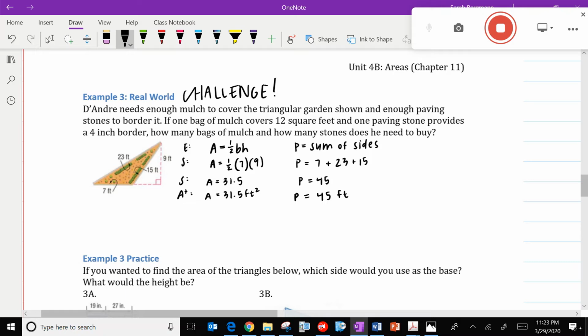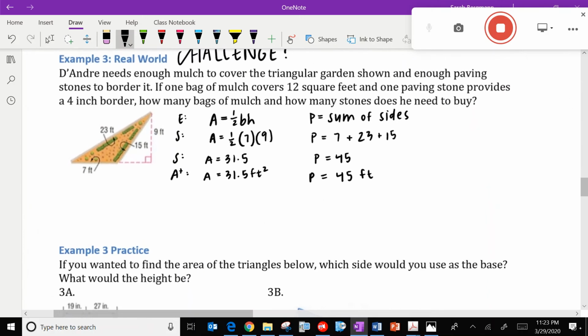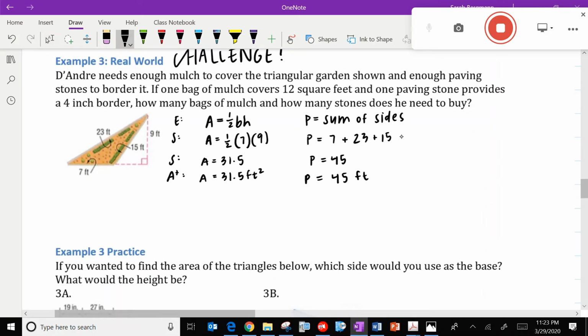However, they're not just asking us for perimeter and area. If you read this closely, they're asking us how many bags of mulch and how many stones he needs to buy. So what I'm going to do to figure this out, maybe you did this too, or you could have done it a different way as well, is set up a proportion. I know that every 12 feet squared can be covered by 1 bag of mulch. So if I want to cover 31.5 feet squared, I need to figure out how many bags of mulch I need to cover that. To solve this, I cross multiply, divide by 12, x equals 2.625.